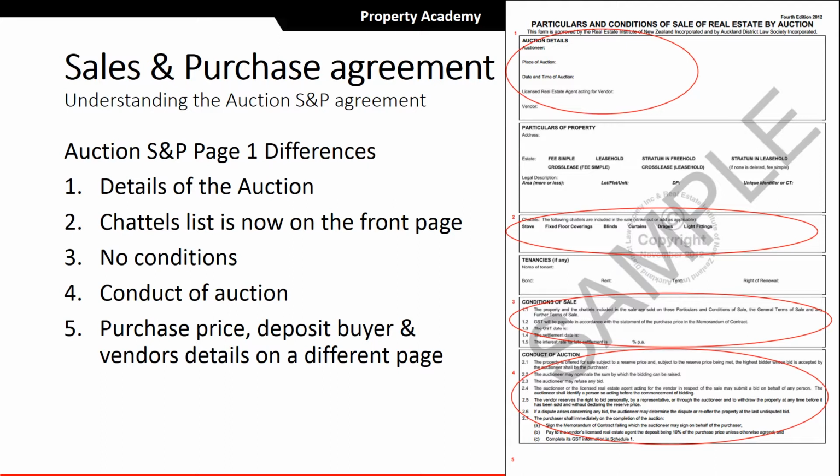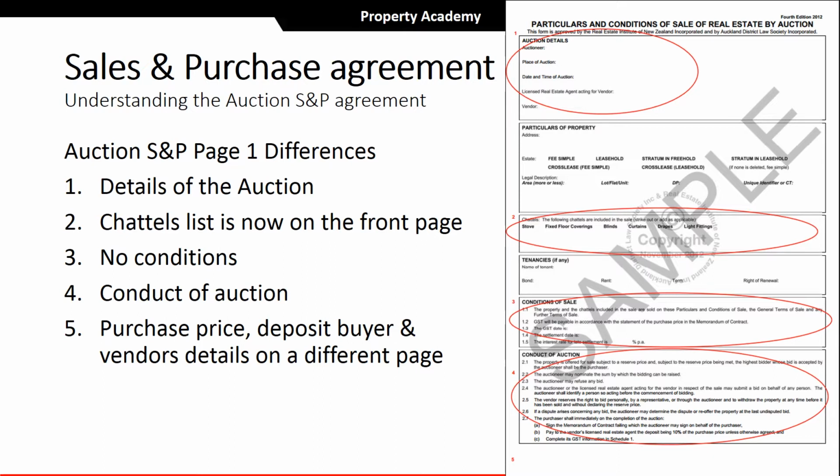On the second section, particulars of property, you can easily understand all of this because it's the exact same as you would see on a private sales and purchase agreement as well. And number 2, we're going over the chattels. Very similar, it means the exact same as the chattels on the further terms of sale page on a private SMP agreement, but the only difference is that it's actually on the front page. Tenancies we've already covered as part of the private sales and purchase agreement, so we already have established what that is. And number 3 is conditions of sale.